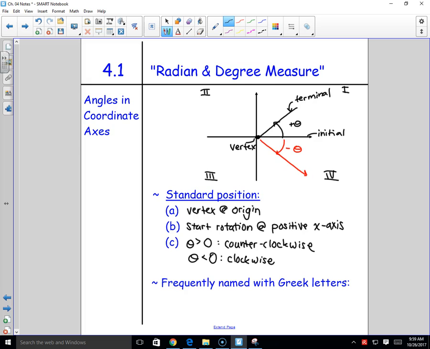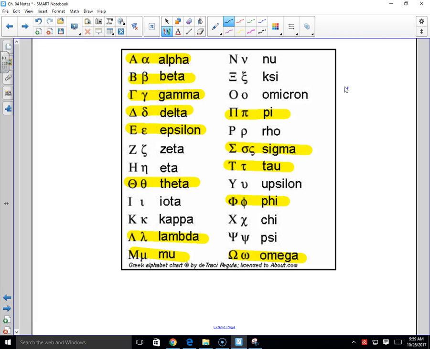Frequently named with Greek letters. Let's review your Greek, huh? Alpha, beta, gamma, delta, epsilon, zeta, eta, theta. Iota, kappa, lambda, mu. Okay, you only need the ones that are highlighted.